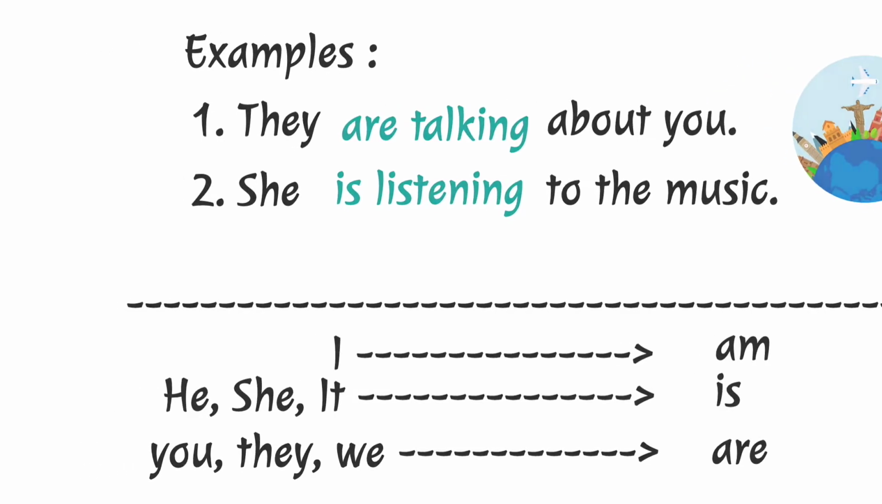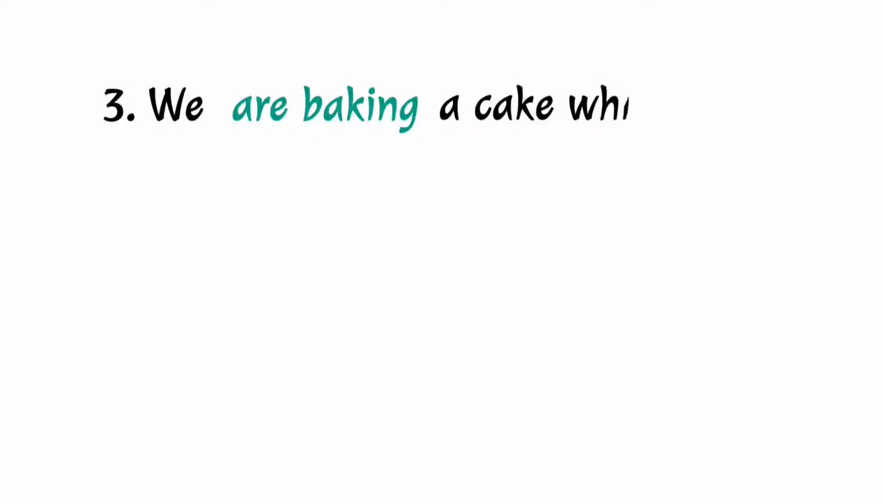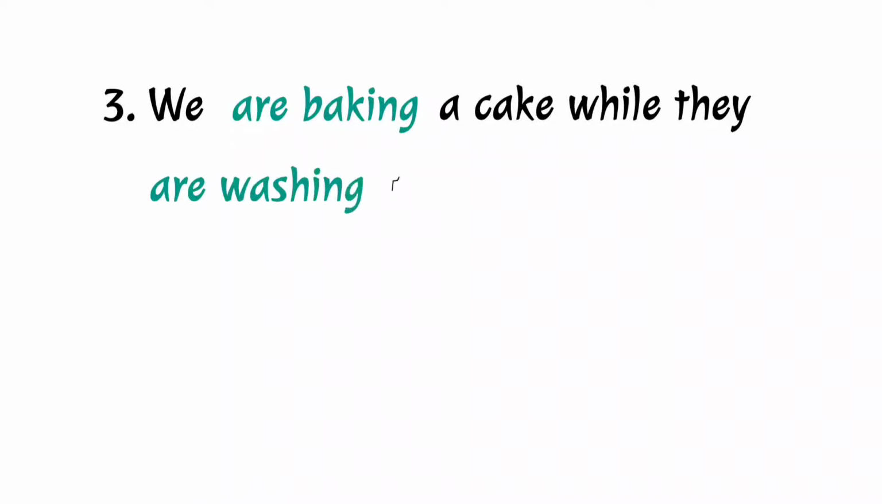How about whenever we use Mary? Mary is a name of a girl, so it is just the same as she. So whenever we use Mary, the to be we use is, because Mary is the same as she. Okay, now let's come to example number 3. We are baking a cake while they are washing their bicycle.